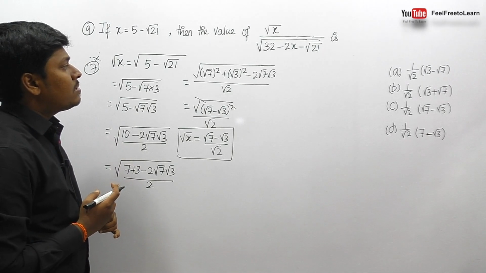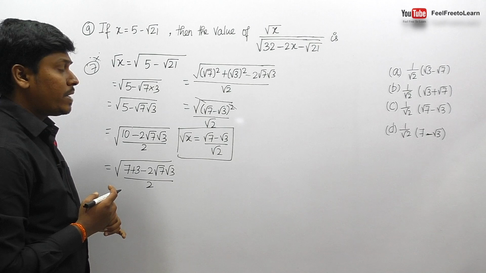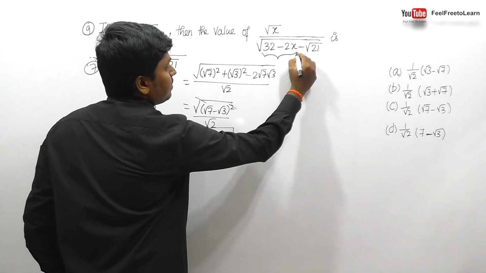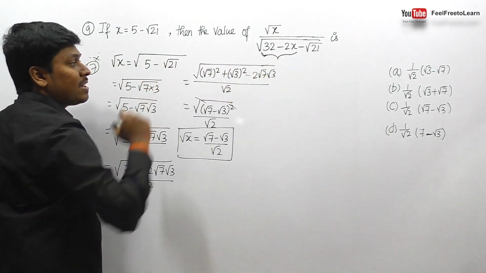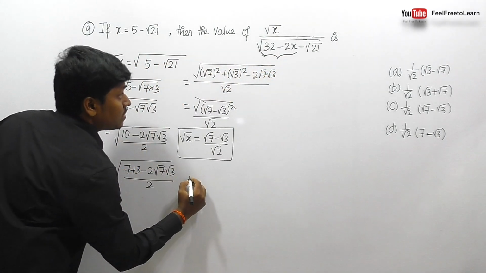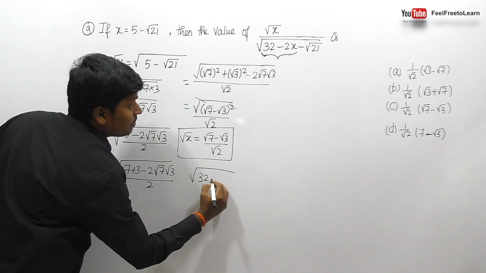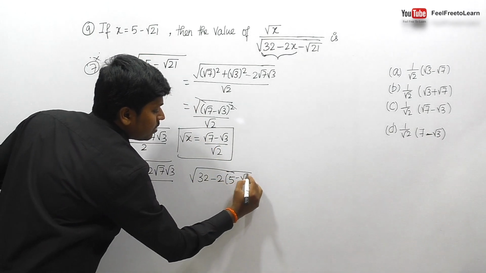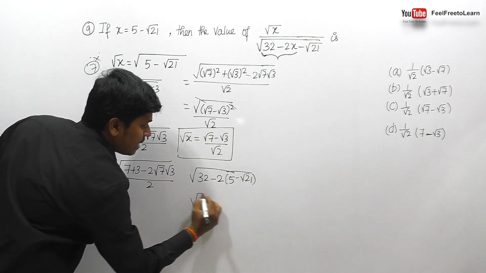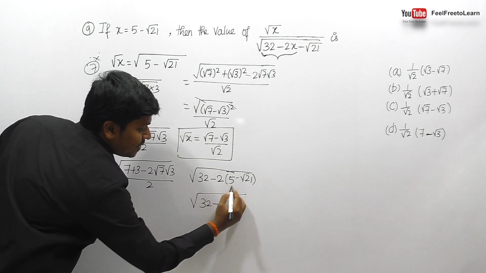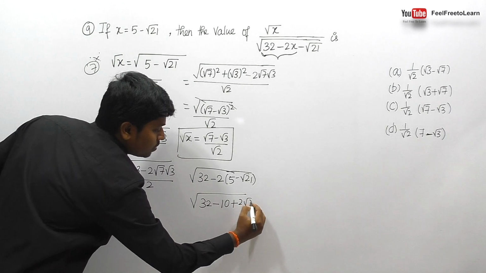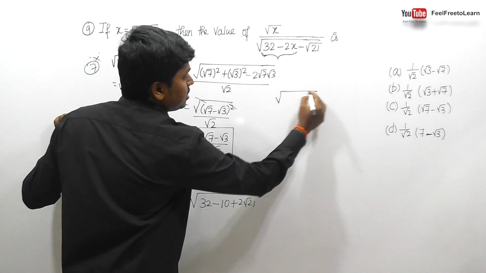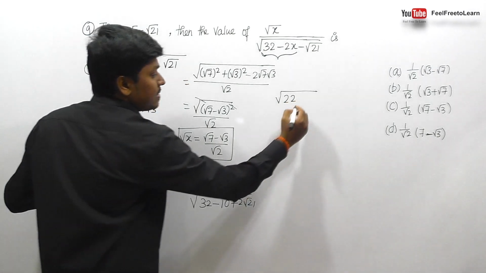And the denominator is root 32 minus 2x minus root 21. Let us take this expression, friends. I am just going to take only the first two terms, that is 32 minus 2x. We know the value of x, right? x is 5 minus root of 21. So again this can be written as 32 minus 5 into 2, which is 10, plus 2 root 21. So 32 minus 10 will be 22. So this can be written as 22 plus 2 root 21.